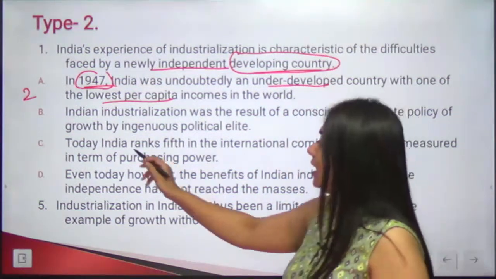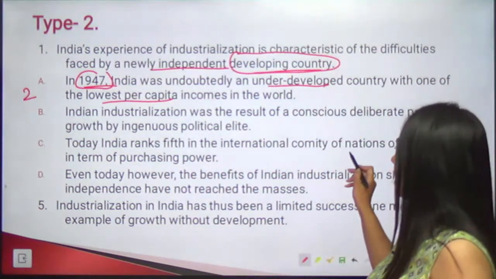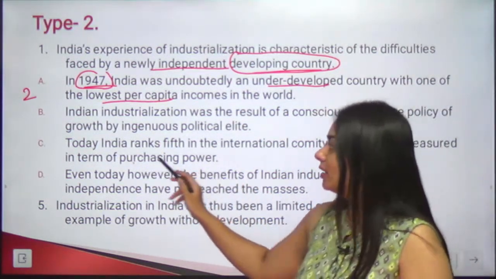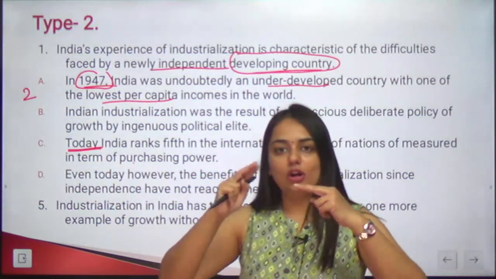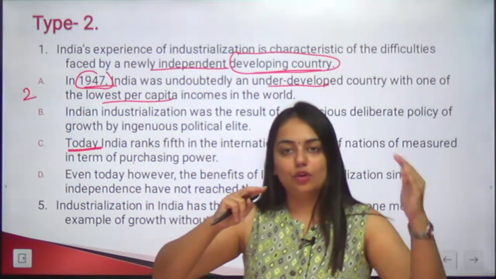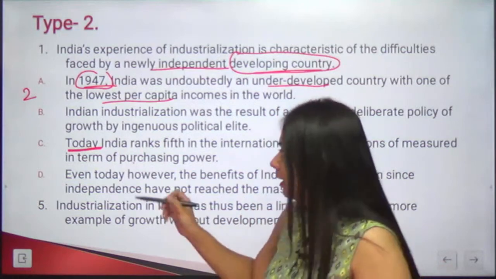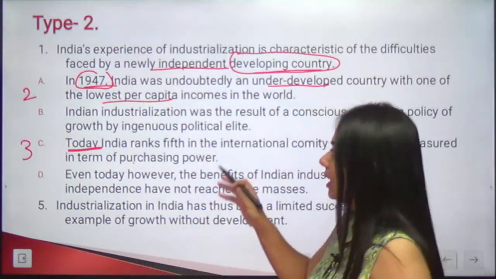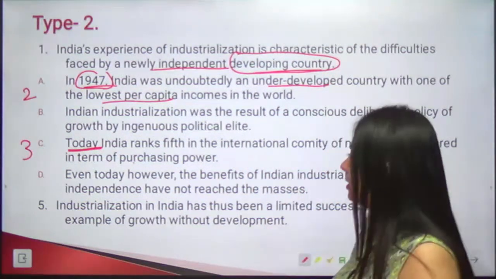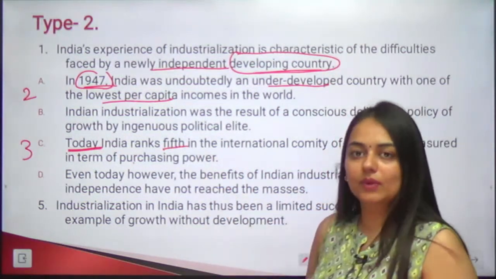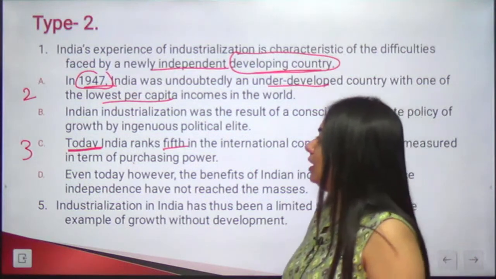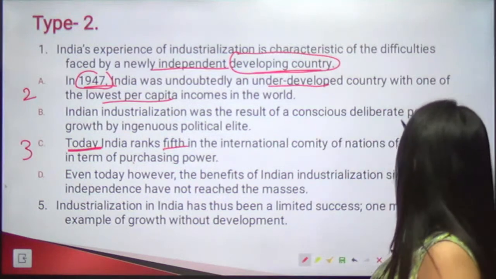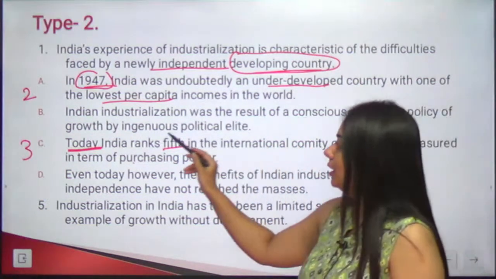Now, today India ranks 5th in the International Committee of Nations measured in terms of purchasing power. So isn't there a contrast? 1947 and what the scenario is today. Clearly, this should be the third sentence, that earlier we were underdeveloped and our per capita income was the lowest in the world, but today we rank 5th only. So that's a progress.